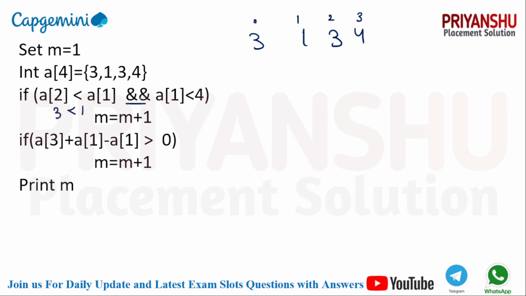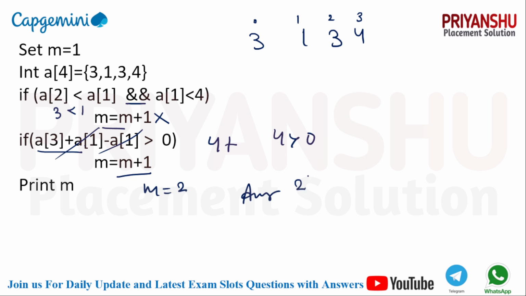In the AND operator, guys, whenever the left condition is false, it will not check the right-hand side. Clear? So now this condition is directly false. Let's check this condition. So a[3] means 4 plus a[1] minus a[1]. So a[1] and a[1] we can cancel. So we got a[3], it means 4 is greater than 0. The condition is true. m equal to m plus 1, it means m equal to 2. So we got our answer, that is 2. Clear?